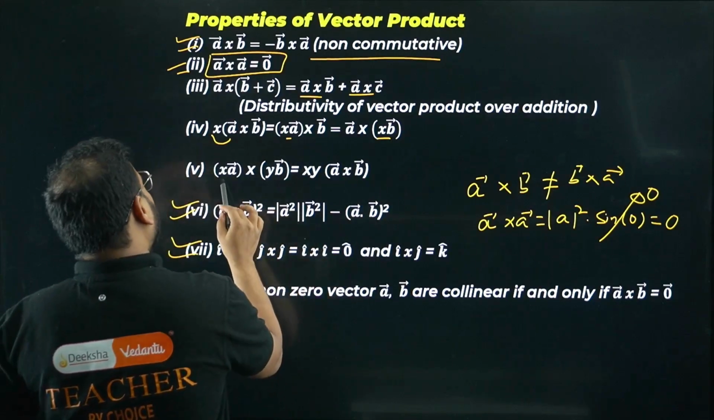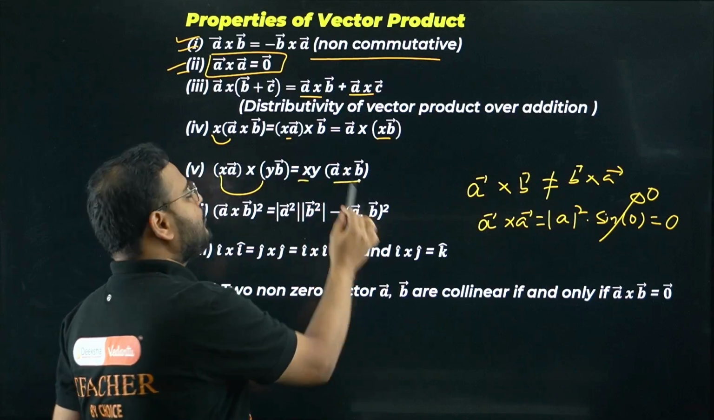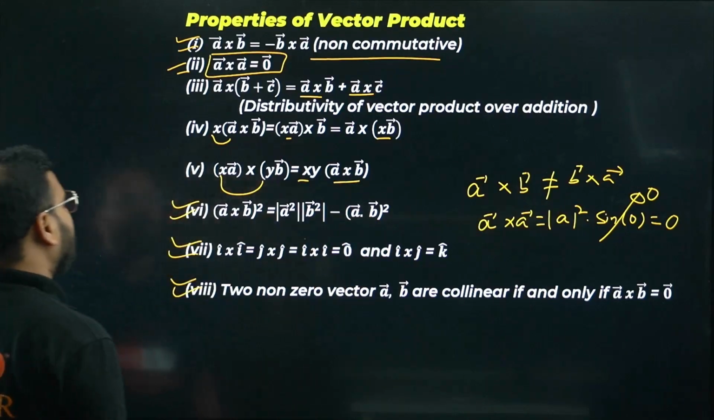Same way, but I can multiply two scalars as well, x to A and y to B, or multiply x, y together and multiply that to cross of A and B. Doesn't matter. Okay.